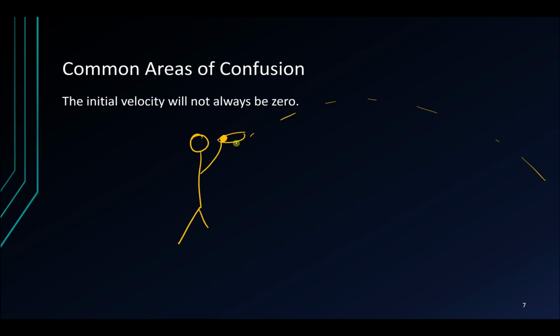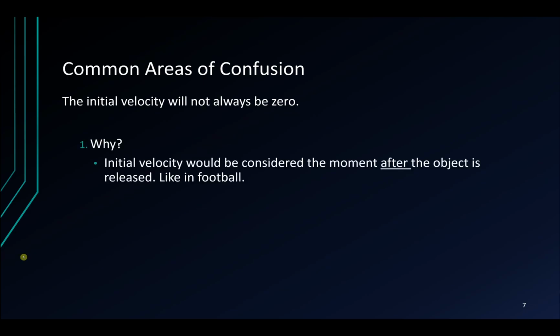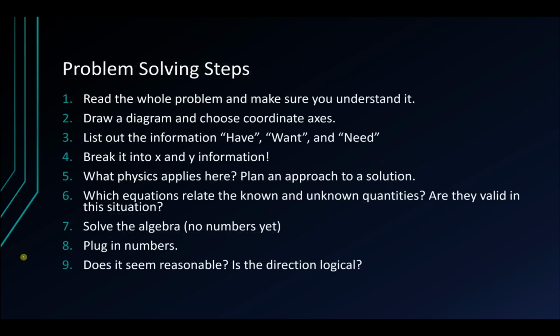And at that point in time, the initial velocity is not going to be zero. It's going to have some velocity to it. So don't be one of the people that gets stuck in that trap thinking because the person is holding on to the ball, the initial velocity is zero. No, it is the second that this object leaves the person's hand that our initial velocity is calculated. Because the initial velocity would be considered the moment the object is released. When would our initial velocity be zero? If an object is dropped from rest. That's the only point in time.